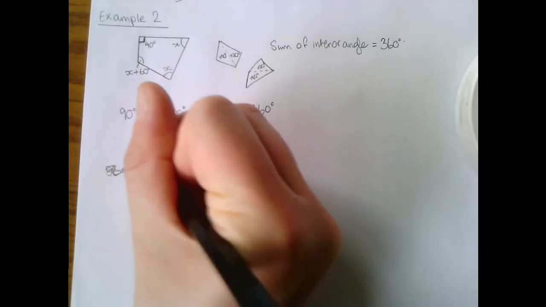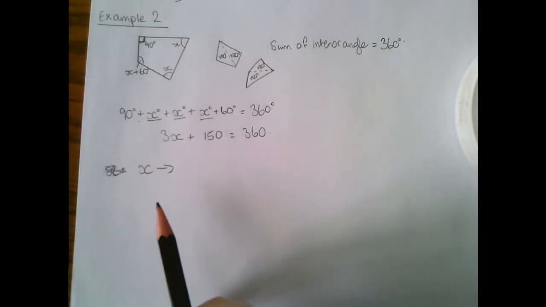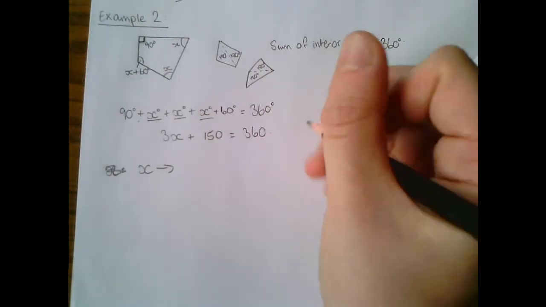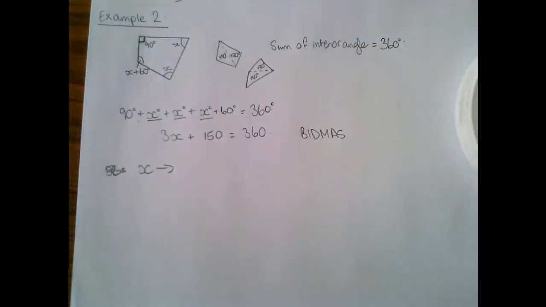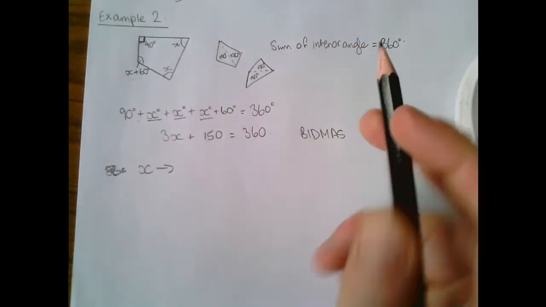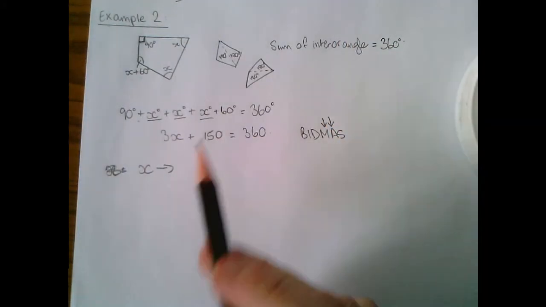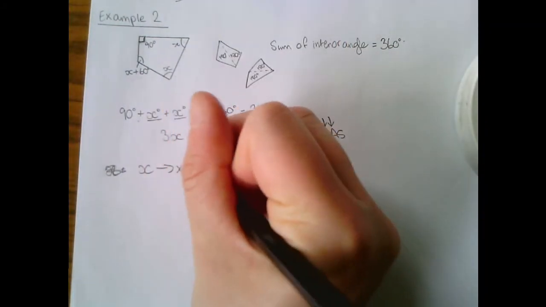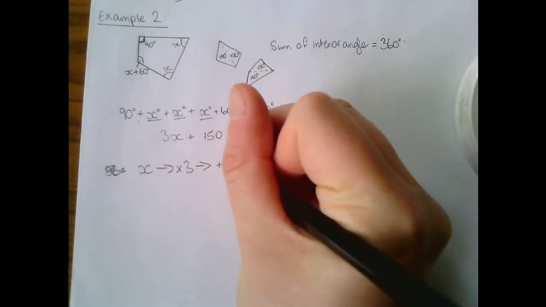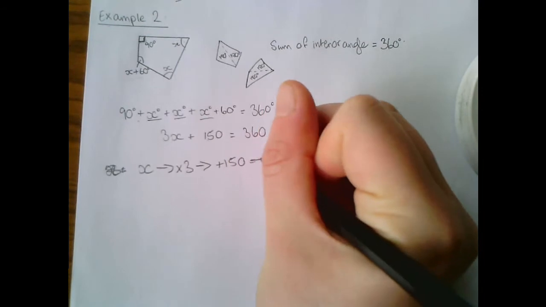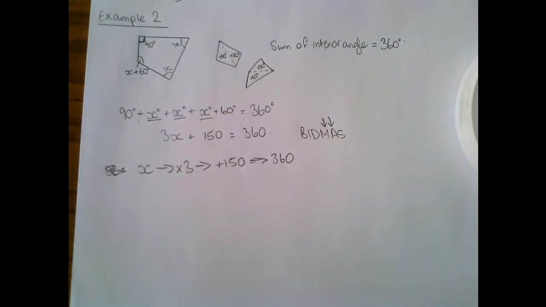We start with our x because that's what we're trying to find out. That's the unknown this time. What we're doing to our x is a multiplication and an addition. That's handy. Multiplication comes first, so we're going to multiply by 3. We then have our addition, so we're going to add 150. That is going to give you 360, so we can work backwards from there.